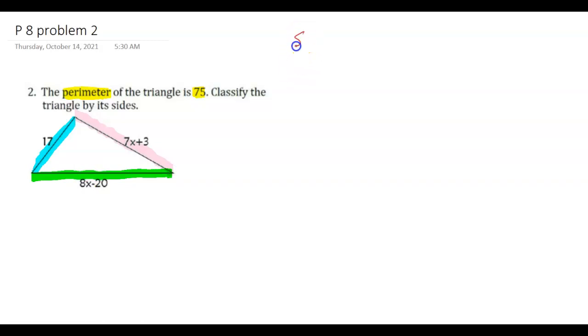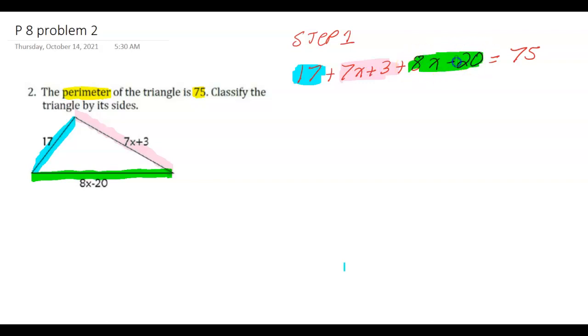Knowing that, the first step here, since the perimeter is 75, is I would say 17 plus 7x plus 3 plus 8x minus 20 is equal to 75. What I mean by that is I added the blue side, the pink side, and the green side, and I'm highlighting them. All three sides add up to 75. Now I'm going to combine like terms.